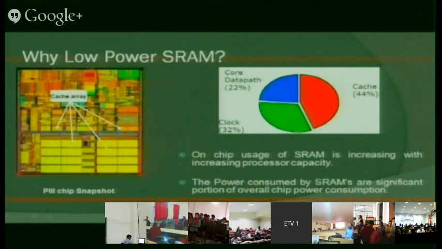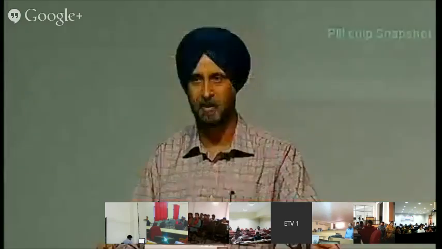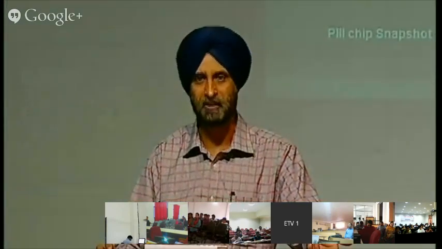Now in this chip, you can get an idea that this yellow portion seems to be 1/3 of the total chip. But if the total chip takes power P, and the yellow portion is 1/3, it doesn't mean that it will take P/3 power. It takes more power. The memory takes more power than the logic.